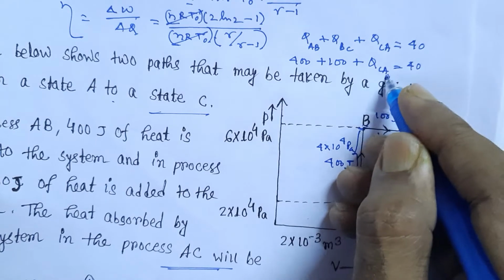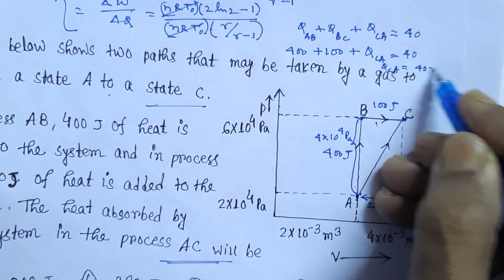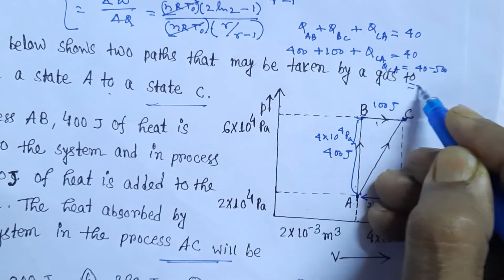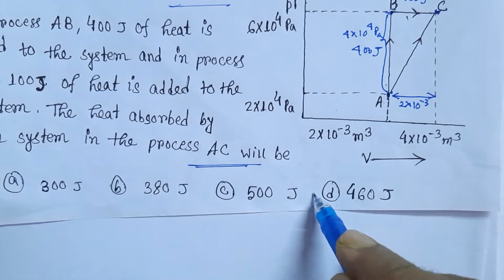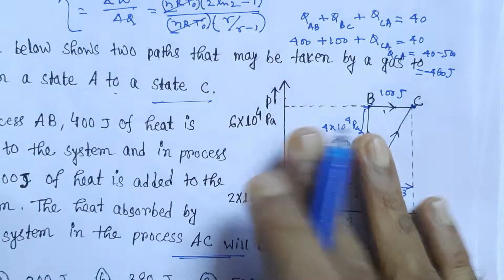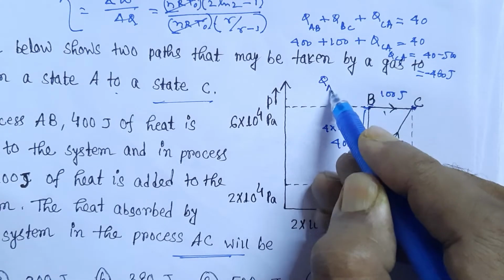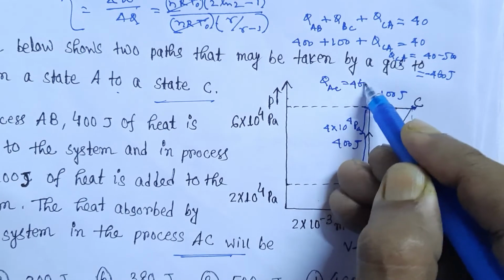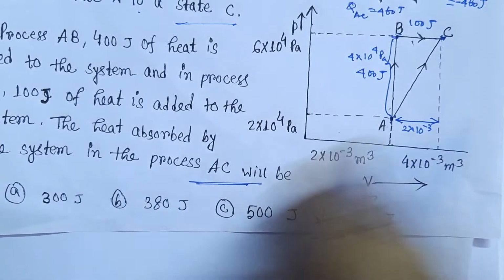So QCA equals what? 40 minus 500, that is minus 460 joule. So the correct answer is minus 460 joule. In the process AC, we have calculated CA, so in the process AC, QAC equals 460 joule. So our correct answer is D of question number 12.